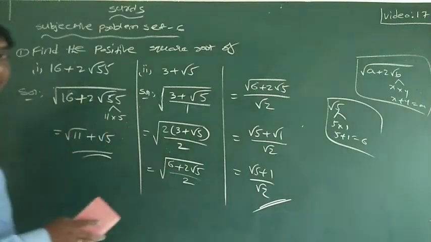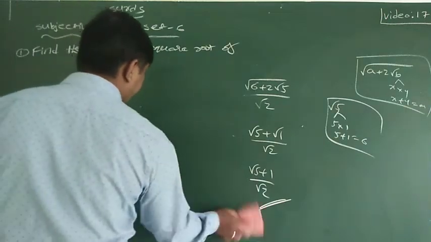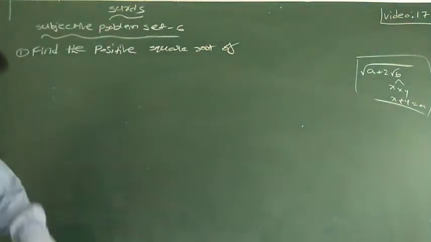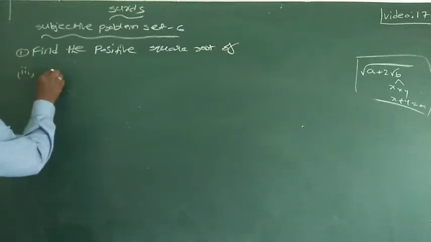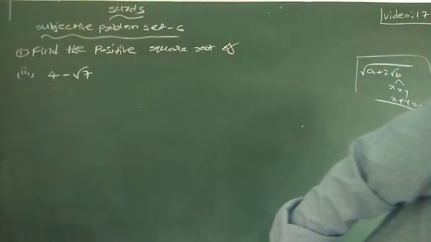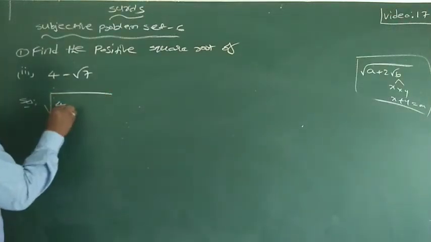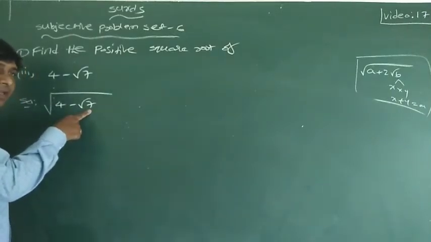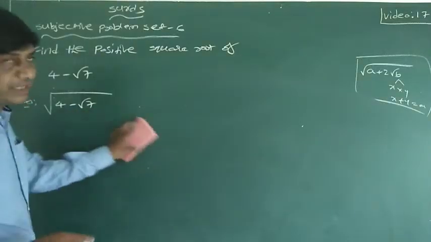Understood? Shall I write? Next, the third question: 4 minus root 7. Now what do I have to find out? The square root of 4 minus root 7. Since 7 is a rational prime number, I can't write 7 in the a plus 2 into root b form, because 7 is a prime number.